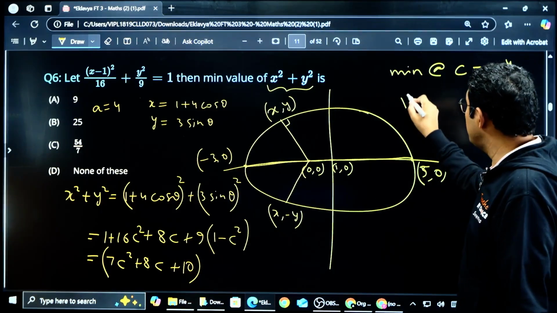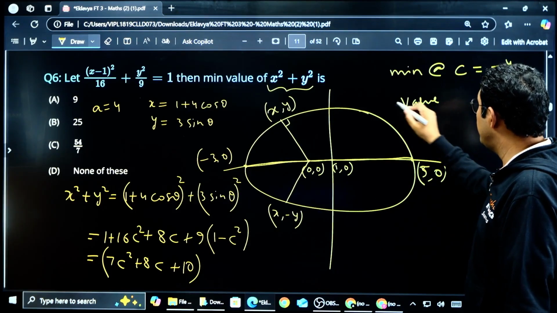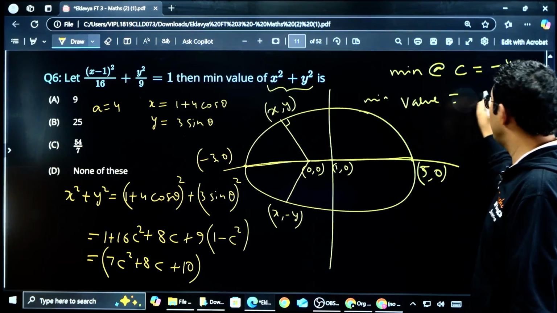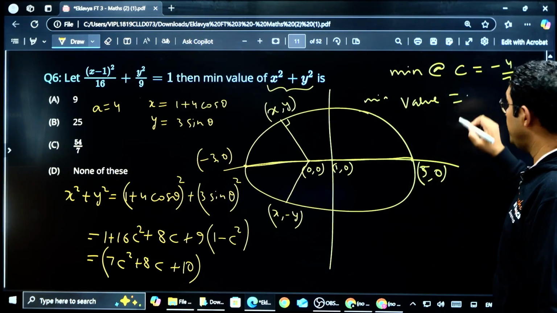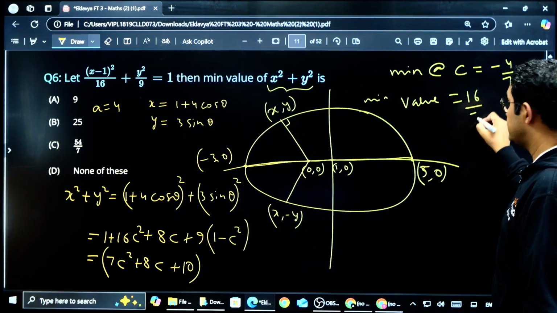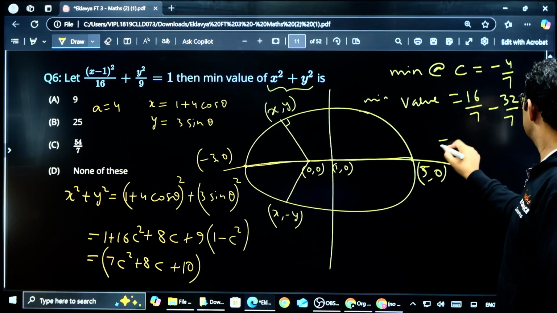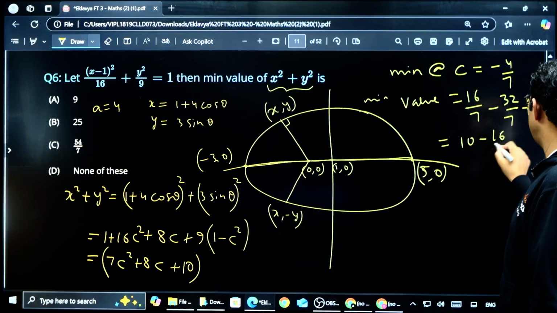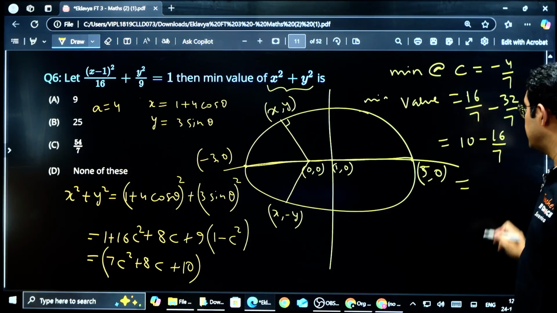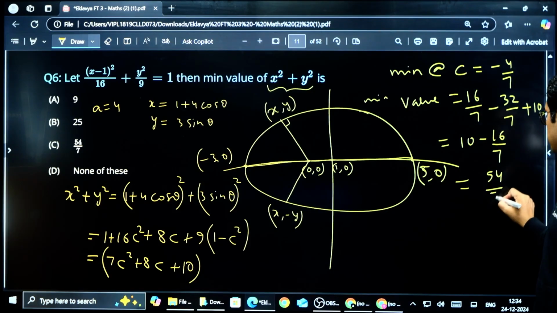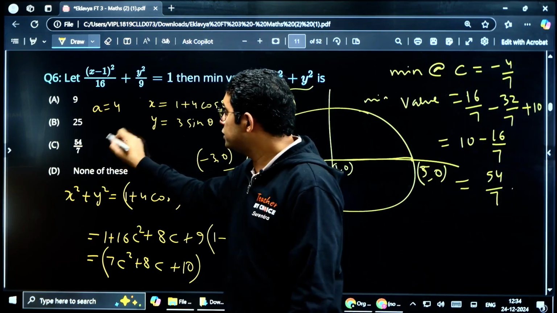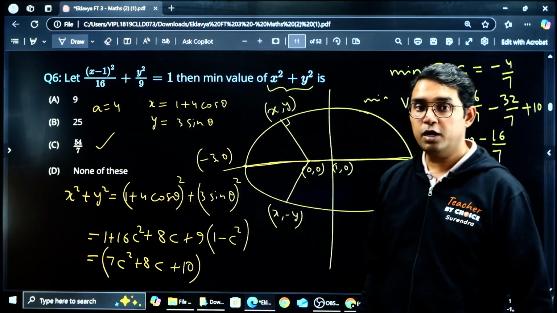Okay, and this minimum value will be equal to, if you put minus 4 by 7 there, 7 into this, so it is 16 upon 7 minus 32 upon 7 plus 10. Okay, so this becomes 10 minus 16 upon 7. 70 minus 16 is, I think, 54 upon 7 will be the answer for this question. So the answer is C for this question.